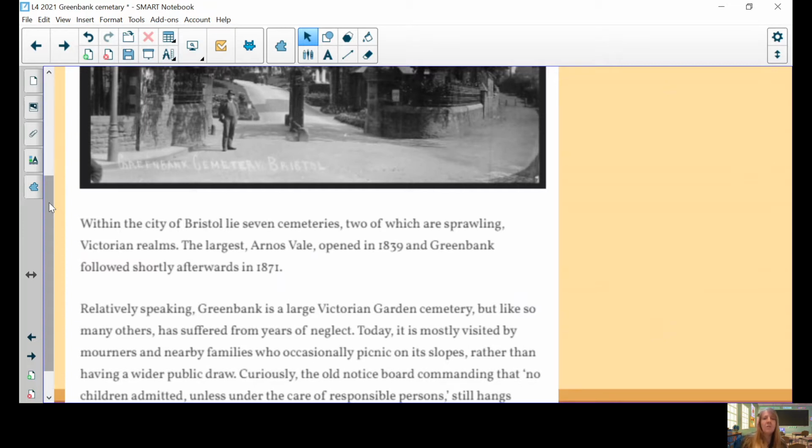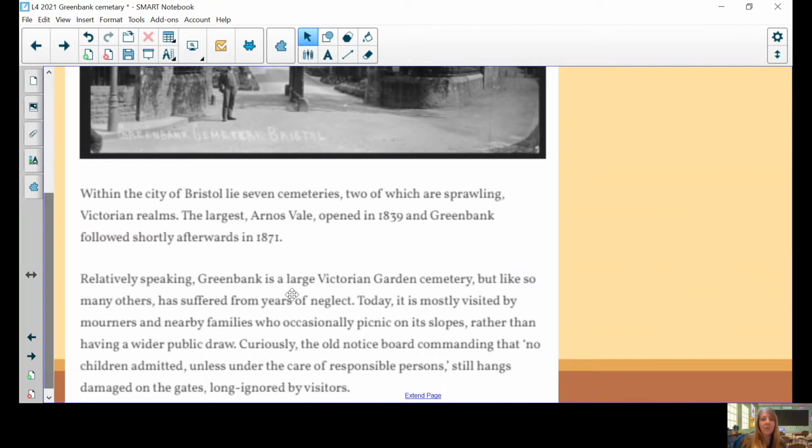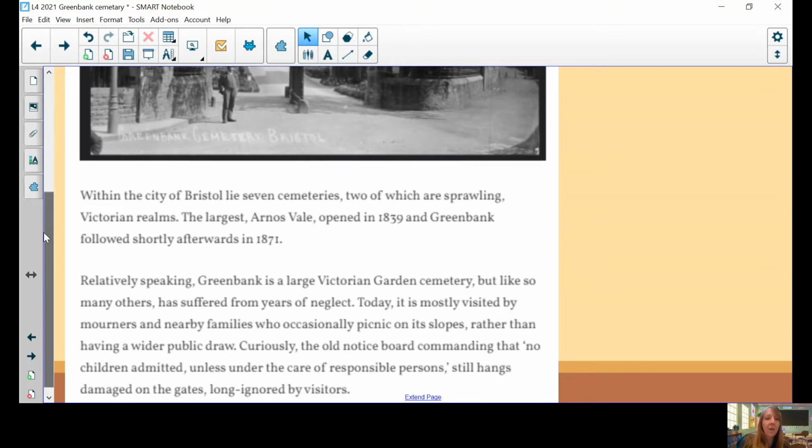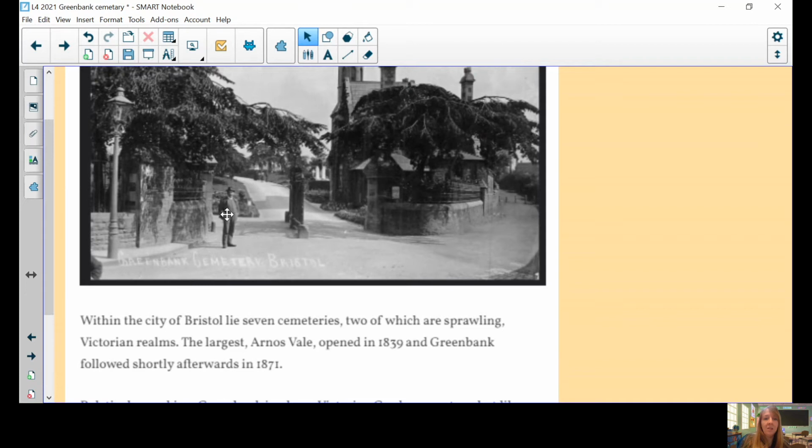Curiously, the old notice board commanding that no children were admitted unless under the care of responsible persons still hangs damaged on the gates, long ignored by the visitors. So there used to be a sign which is still up there saying that children are not allowed in the graveyard unless they're with a responsible adult.